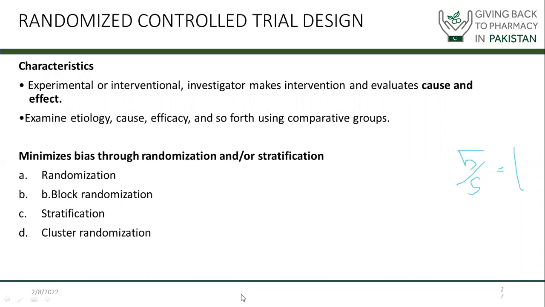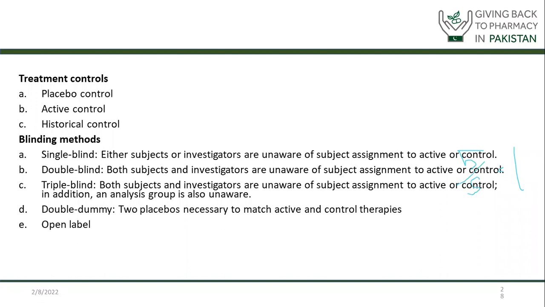We were talking about the confounding factor and biasness. So we do randomization. Why? Because we want to reduce the confounding factor or biasness. So we have block randomization, stratification, cluster randomization. These are types of randomization. No need to go into the detail, but you can study them also in the future as well.